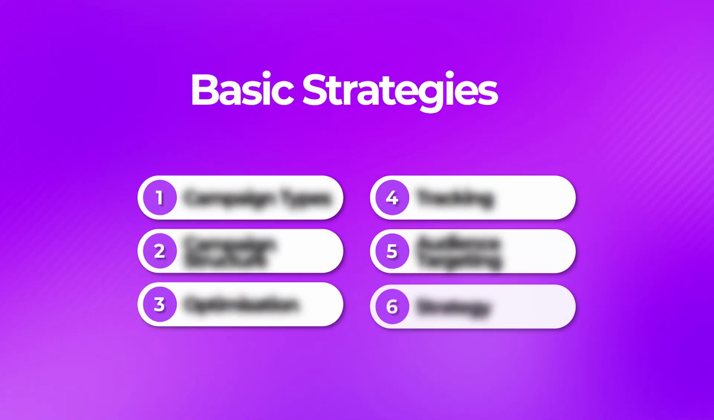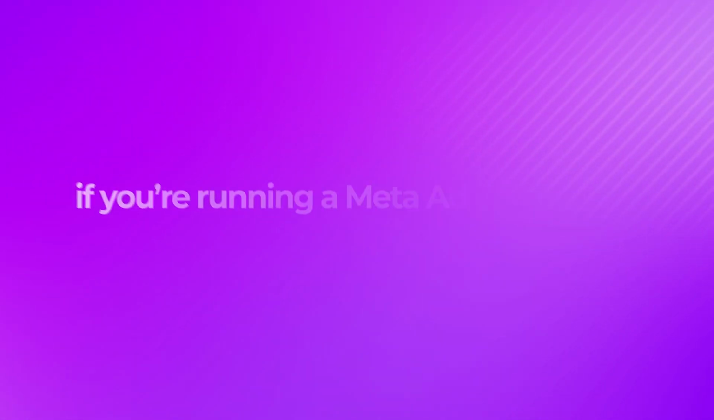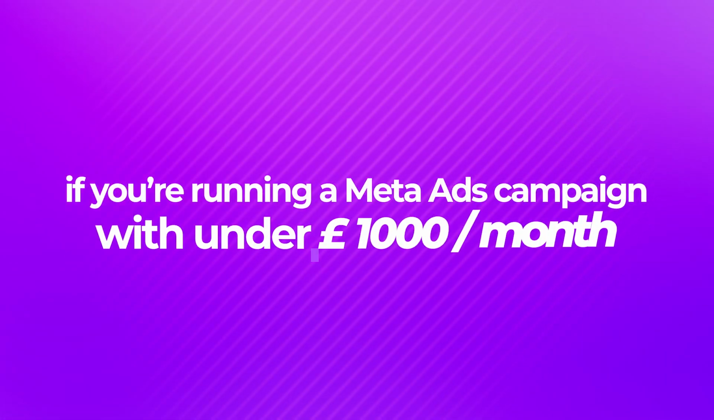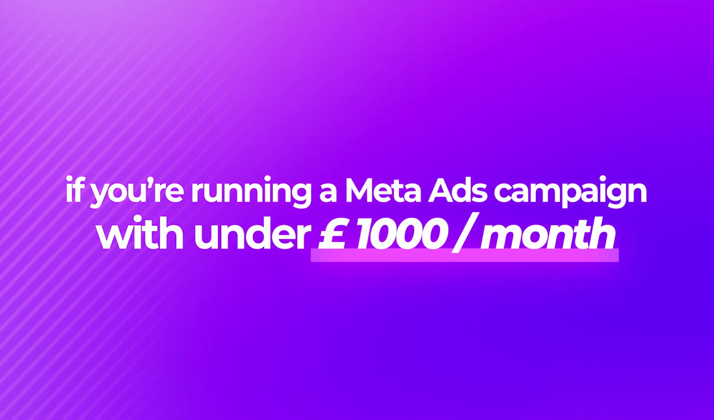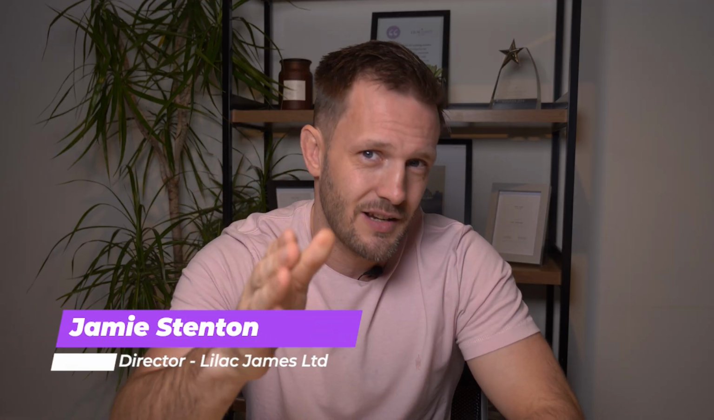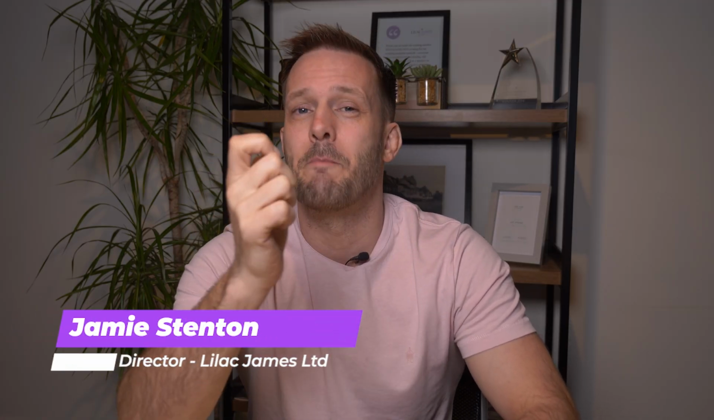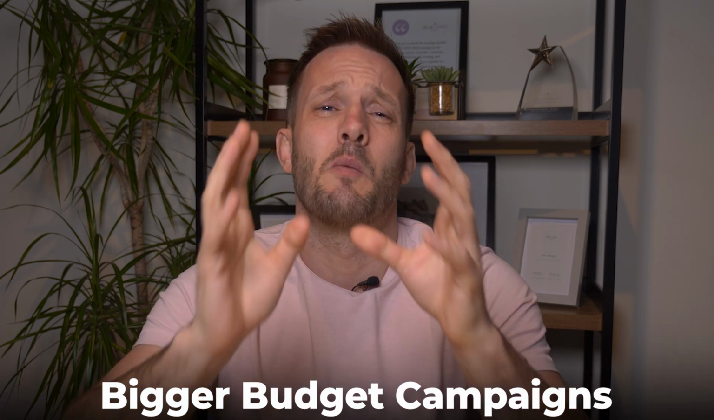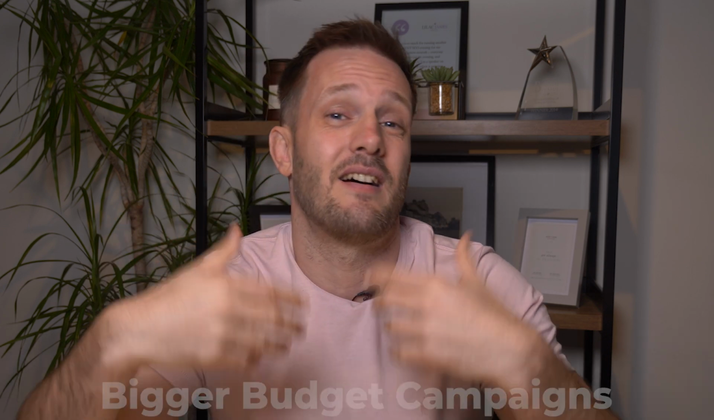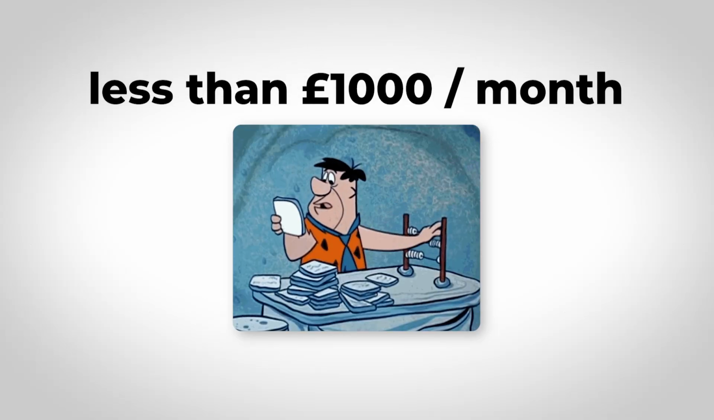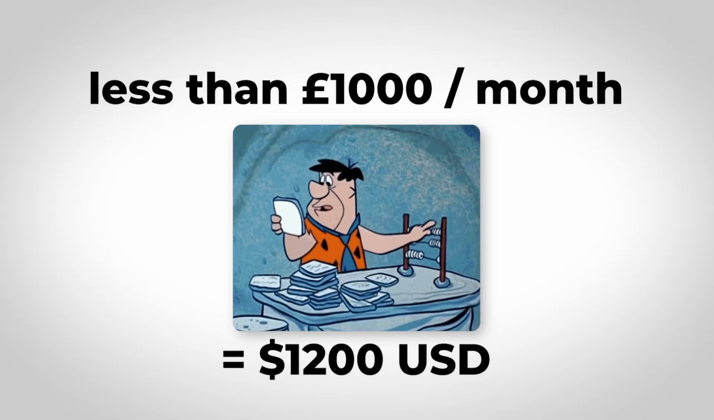These are the basic strategies that you need to follow if you're running a Meta Ads campaign with under £1,000 per month in budget. Now, unfortunately, lots of the advice that you'll be researching online is for bigger budget campaigns, but they won't necessarily disclose that in their articles or videos. But if you're planning to spend less than £1,000 a month, which is about $1,200, which is a lot and lots of people out there, you'll need to follow this advice here.